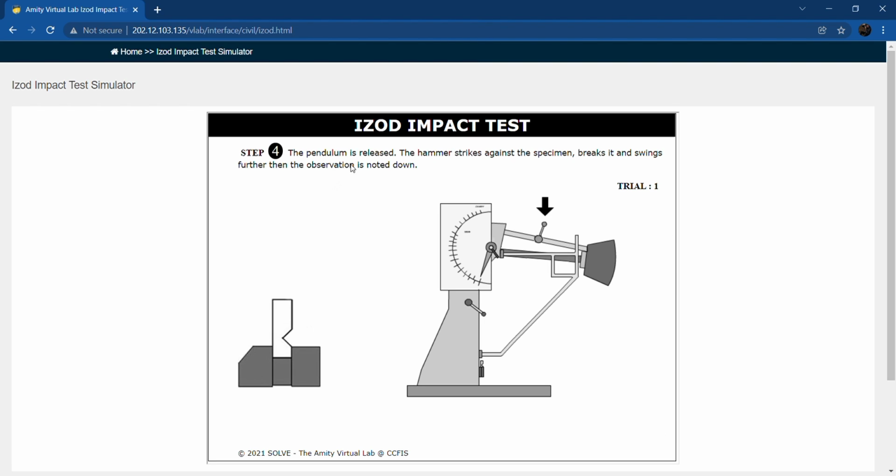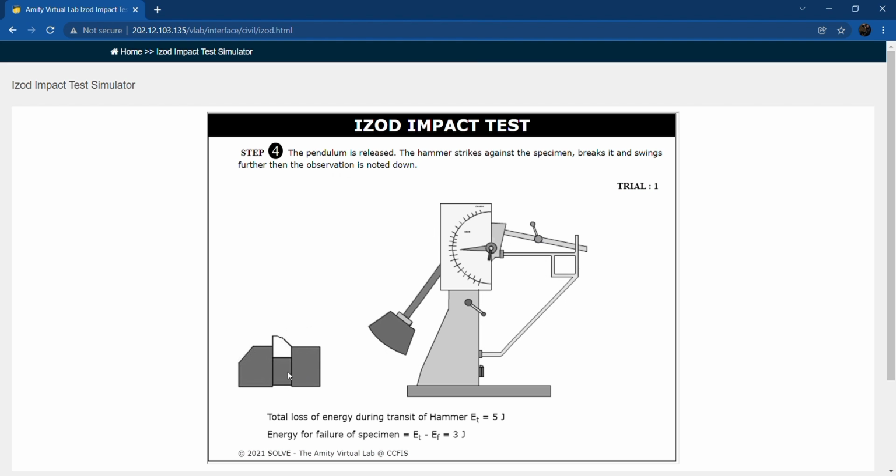Step 4. The pendulum is released and the hammer strikes the specimen and breaks it and swings further, and the observation is noted down, as you can see. And then the total loss of energy during transit of hammer is ET equals 5 joule, and then the energy for failure of specimen ET minus EF equals 3 joule.